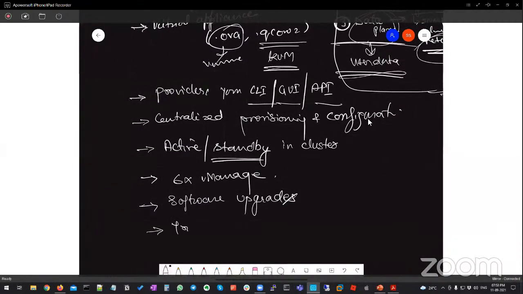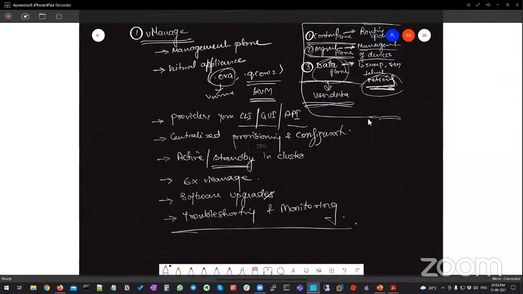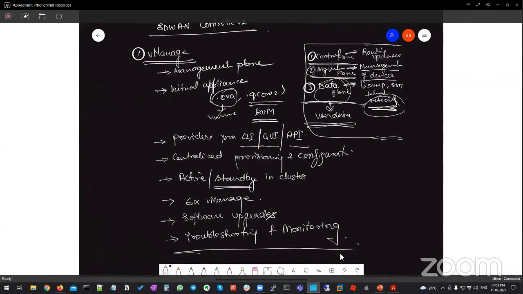You can do the complete troubleshooting and monitoring of any of your edge devices, or your complete SD-WAN environment, directly from this controller. So this is related to your first controller, which is known as vManage.